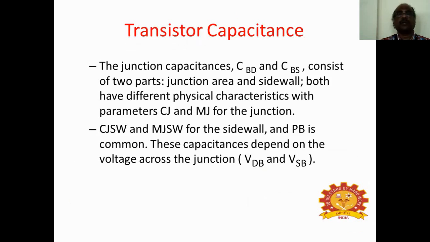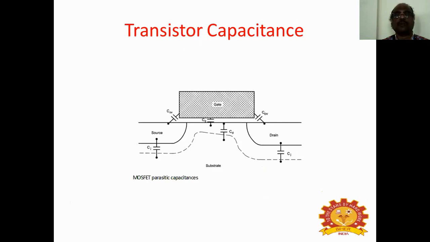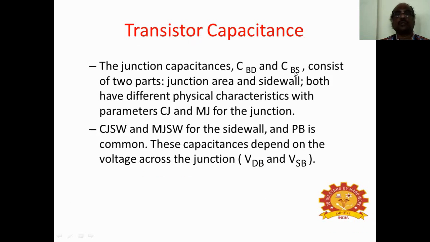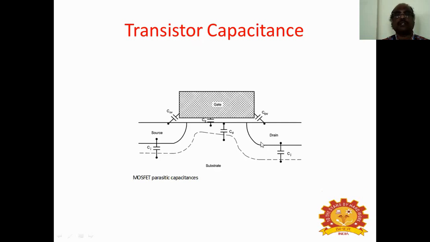Now let's get into what is called the transistor capacitance. There are different types of capacitance present in MOS transistors. You can understand from here that this is called the junction capacitance, the junction capacitance between the source and the substrate, called the source base substrate, and then the junction at the drain.